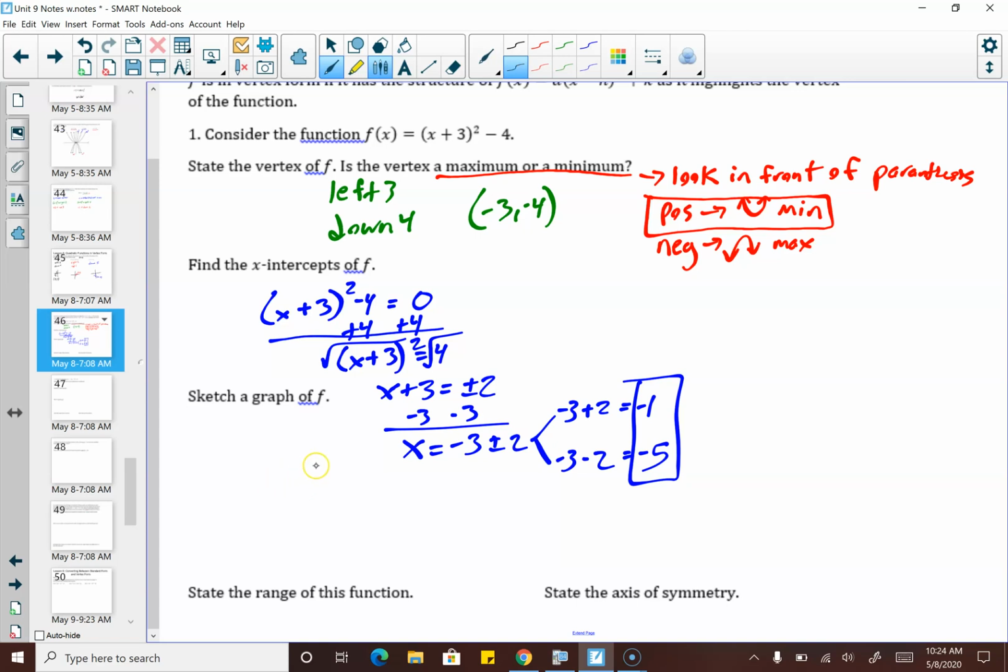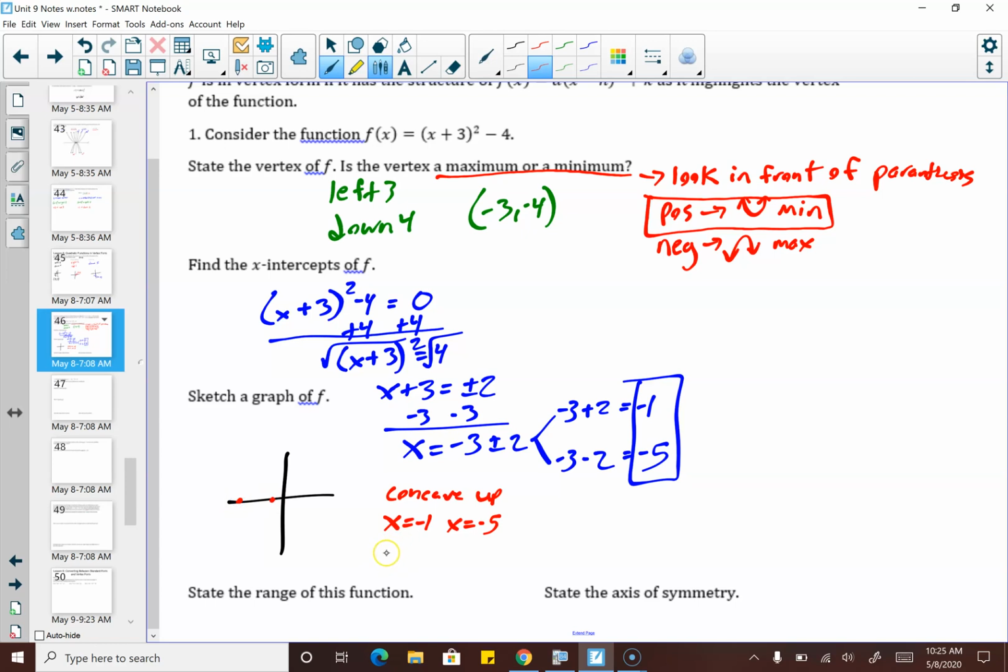So if we want to sketch this graph, what do we know about it? Well, we know a couple things here. We know it is concave up. All right, so we know it's going to be a U shape. We know we have zeros at x equals negative 1 and x equals negative 5. So we can put those points in, estimating where they are. So there would be negative 1 and negative 5.